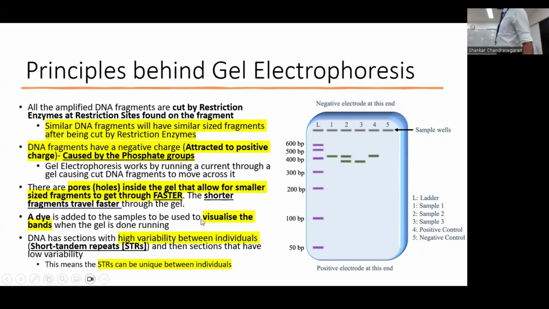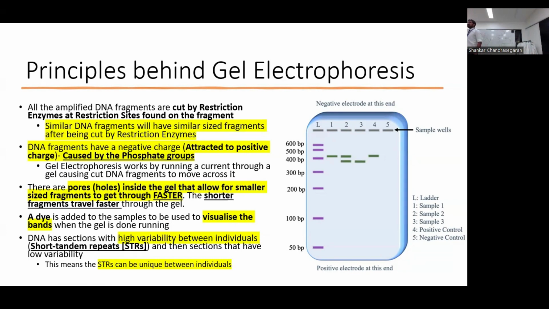So another thing is that a dye is added to the samples to visualize the bands using UV light, which you guys have already done. And like I said just now, remember that 99% of the genome is very simple and that 1% has high variability. One of the names we have for that is the short tandem repeats. These short tandem repeats are a section of DNA which have a high variability, meaning that between each person, there's a lot of changes in their short tandem repeats.